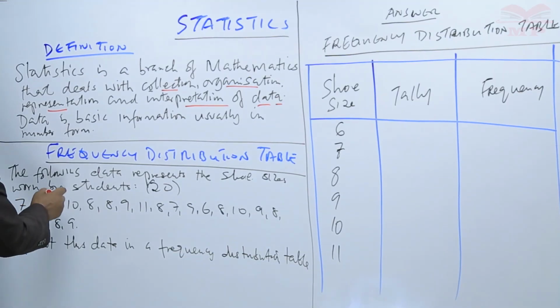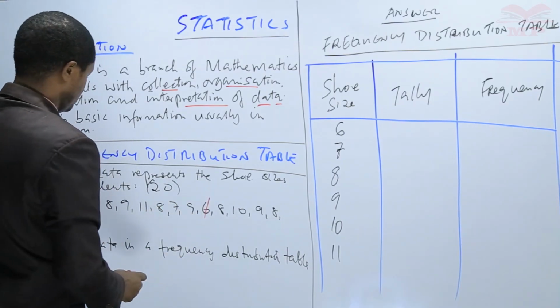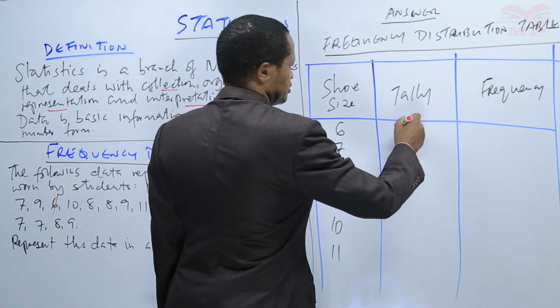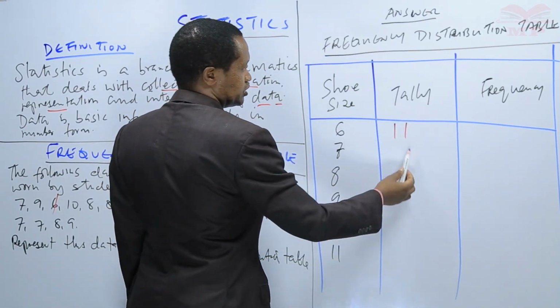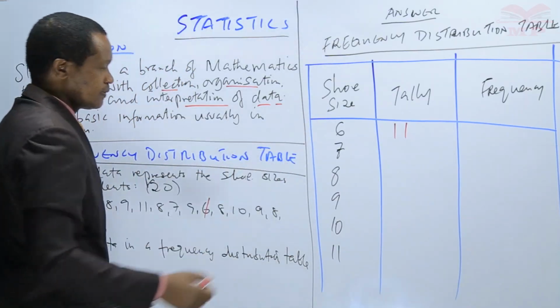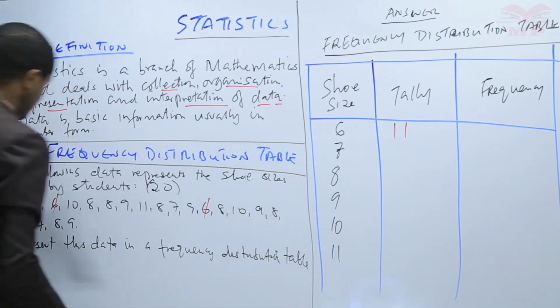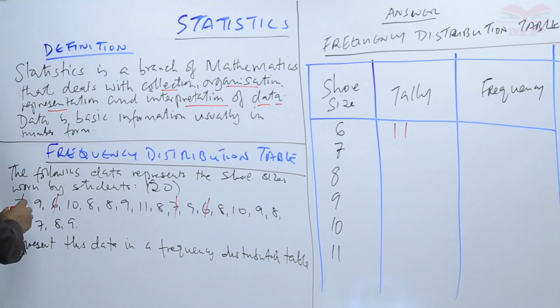Stroke 1, 2, only 2. So these 2 strokes represent tallies. One stroke is one tally, another stroke, another tally. Each stroke representing a tally or a quantity. How about 7? For 7, you have 1, 2, 3, 4. So these are 4 strokes.